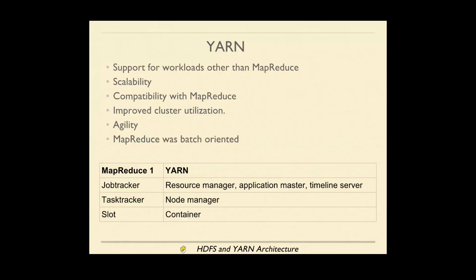So the task tracker became node manager, and job tracker became resource manager, application master, and timeline server. The slot under which a map function or reduce function would get executed earlier in MapReduce 1.0 is now called a container in Yarn. We will talk about this design in detail.